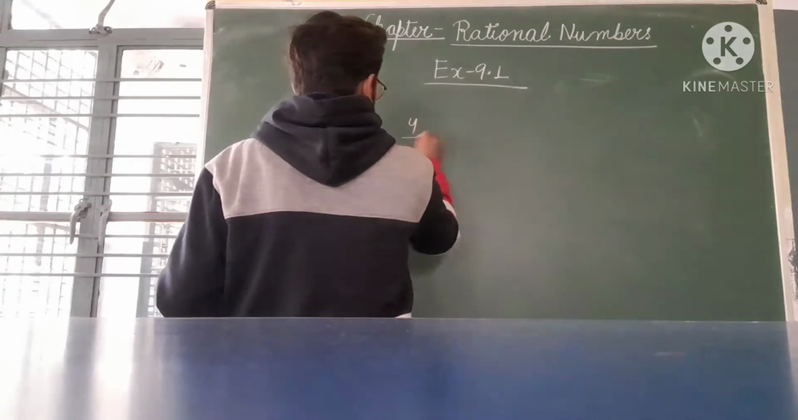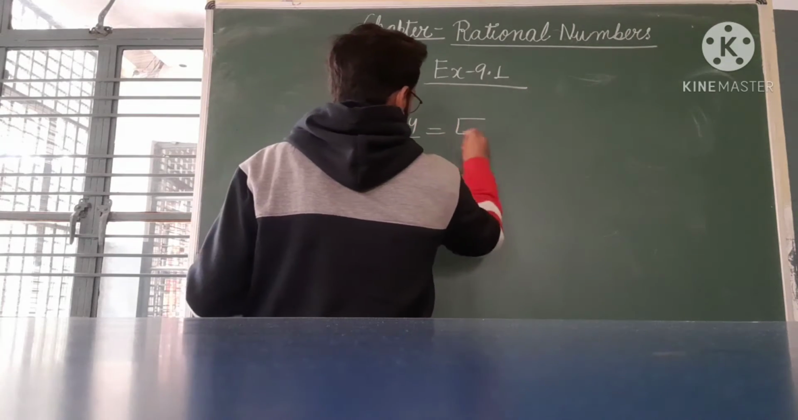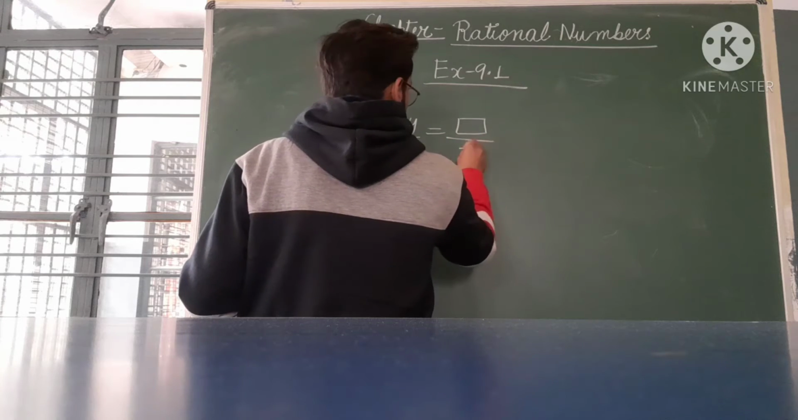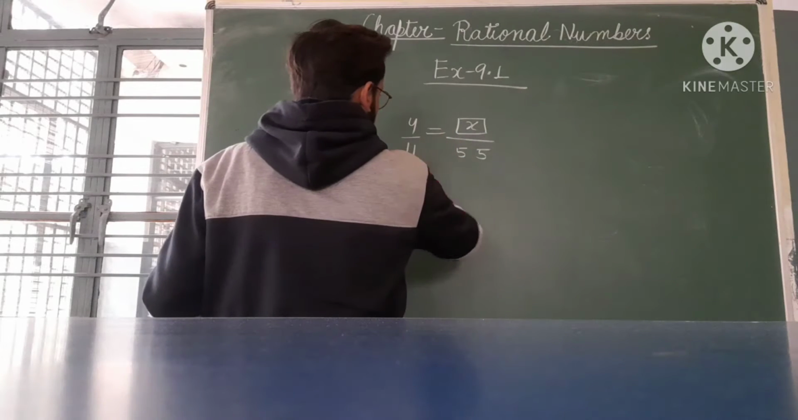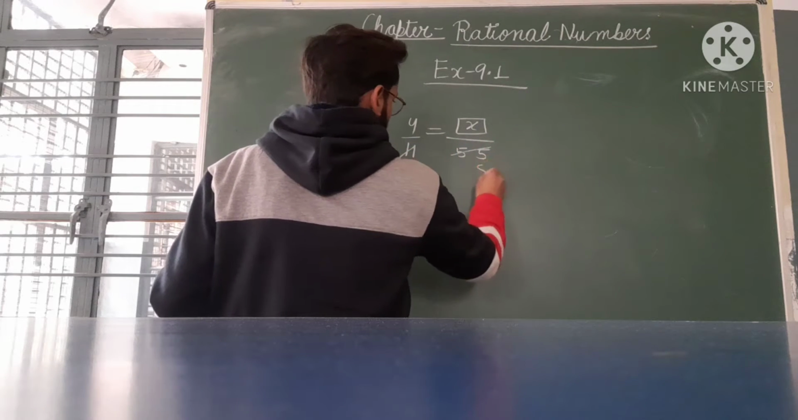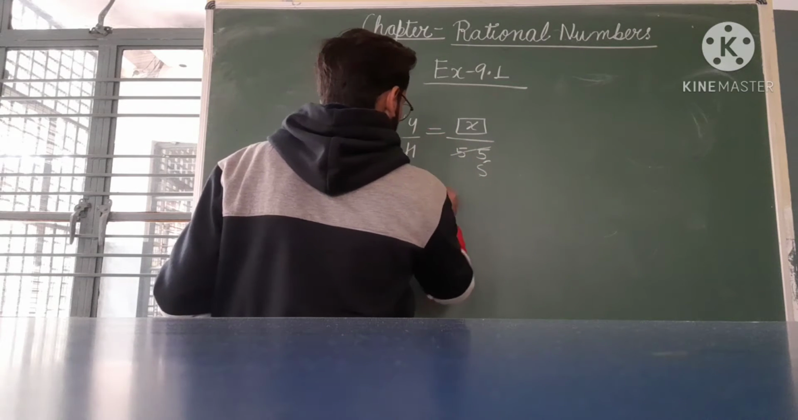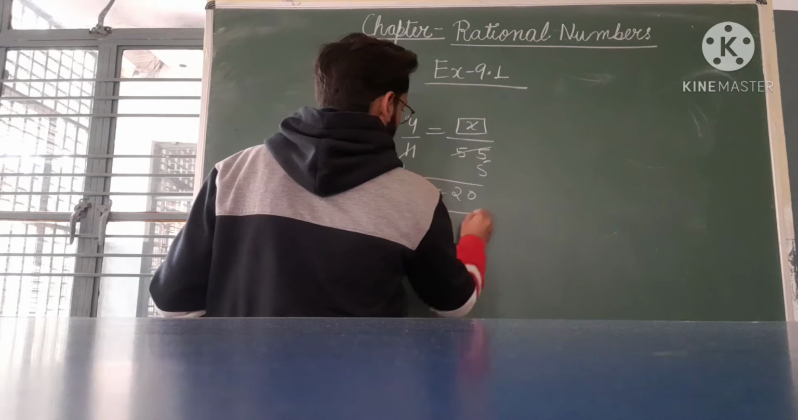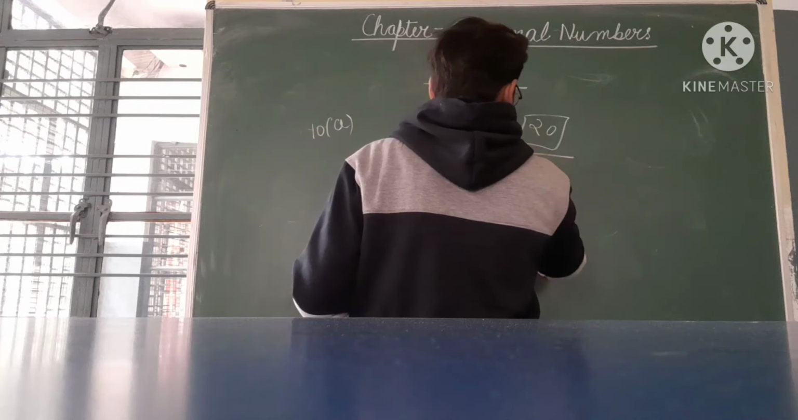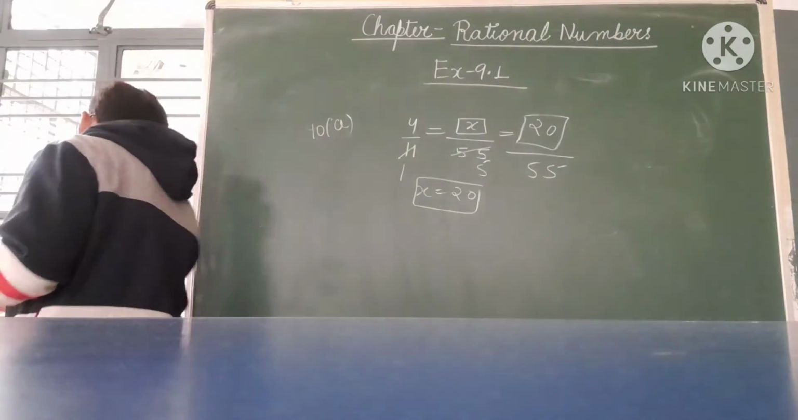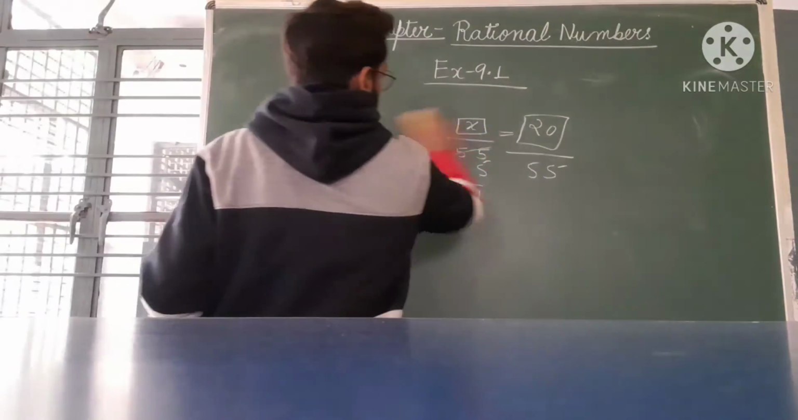For example, we have given 4 upon 11 is equal to a box upon 55. In the box, let there be an x. Suppose the value will be x. Now cut 11 with 11, 11 fives are 55. We get x is equal to 20. So in the box we will take 20 upon 55. Okay, like this we have to do the next question, question number 10.